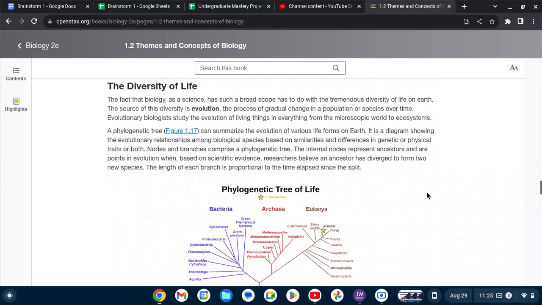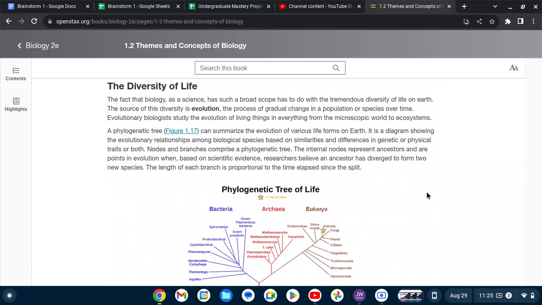A diversity of life. The fact that biology as a science has such a broad scope has to do with the tremendous diversity of life on Earth. The source of this diversity is evolution, the process of gradual change in a population or species over time. Evolutionary biologists study the evolution of living things in everything from the microscopic world to ecosystems.